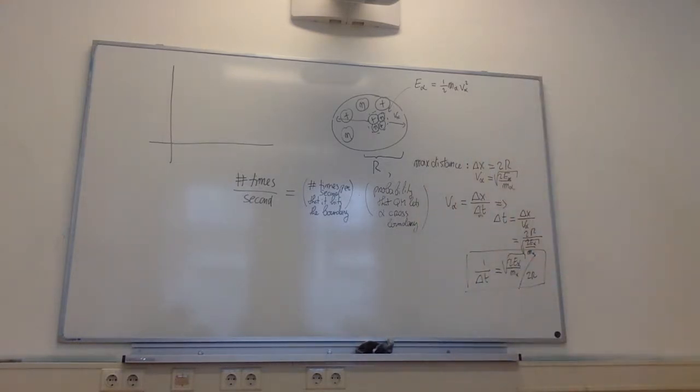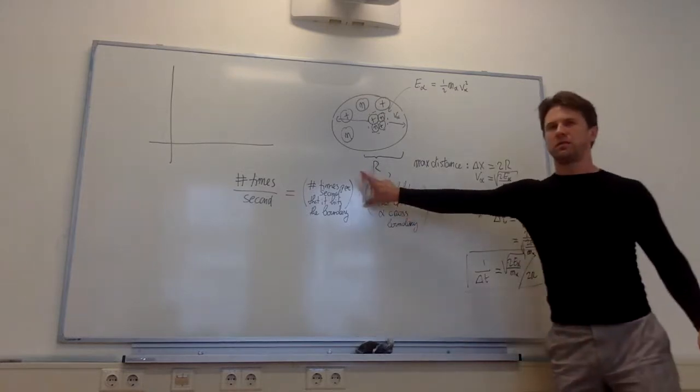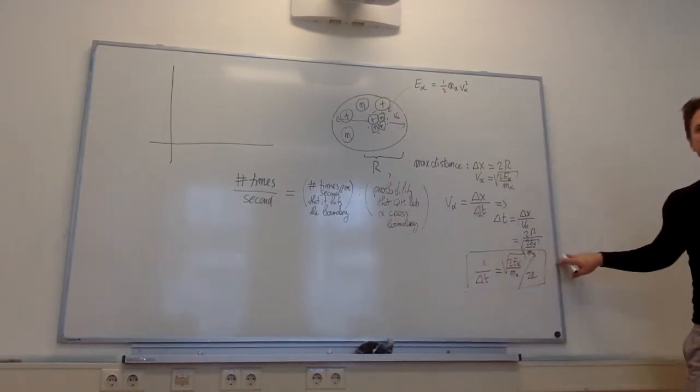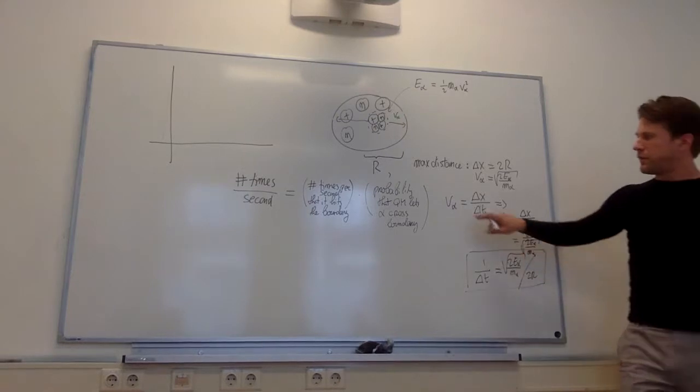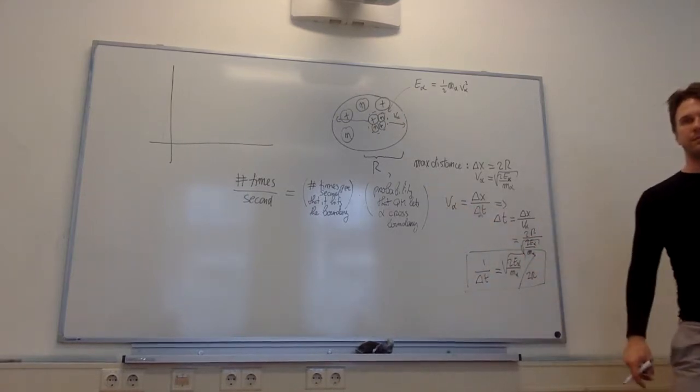So that's all we're going to need. The number of times a particle comes flying out per second is the number of times it hits the boundary multiplied by the probability of it flying out when it hits the boundary. This number we know. This we got from classical means. That's this expression. This is where quantum mechanics comes in.